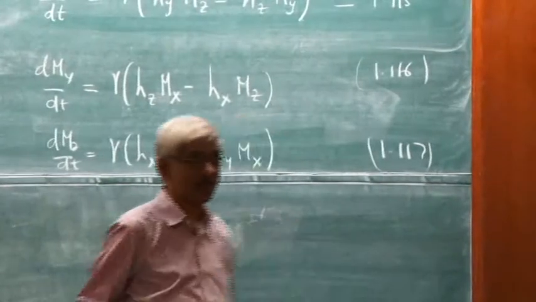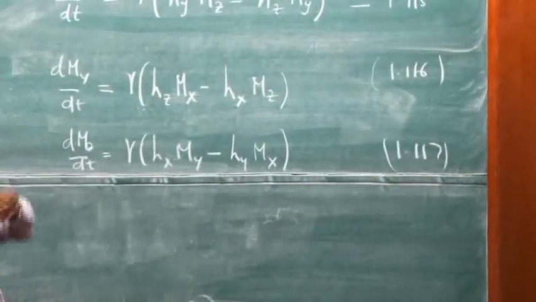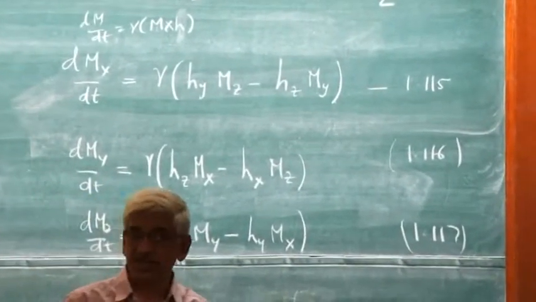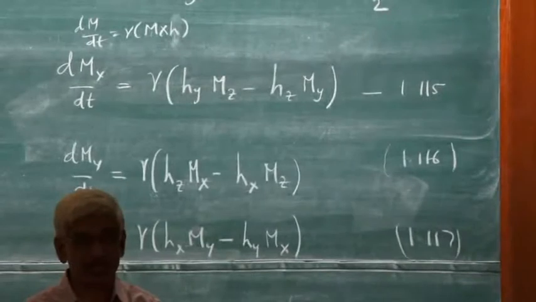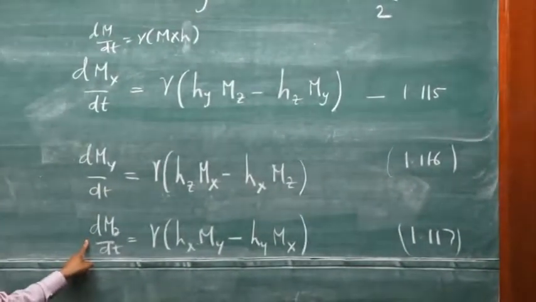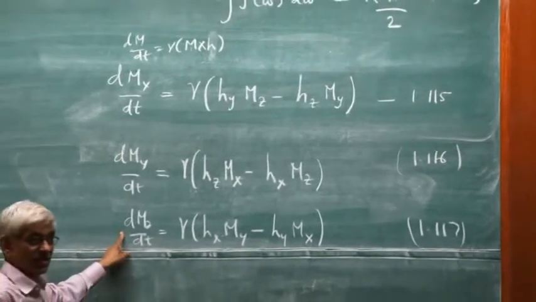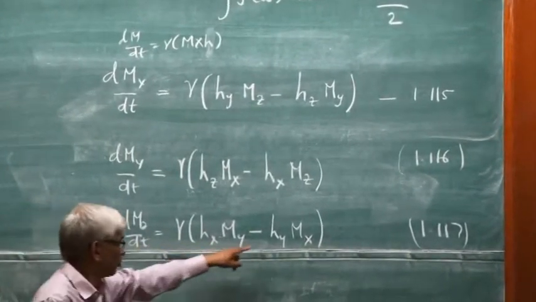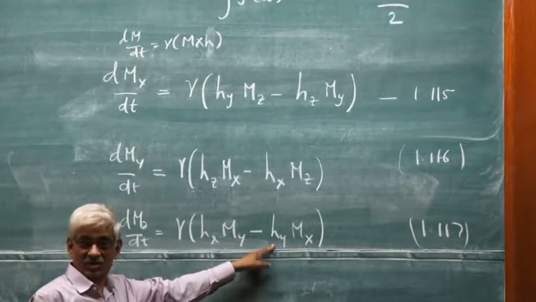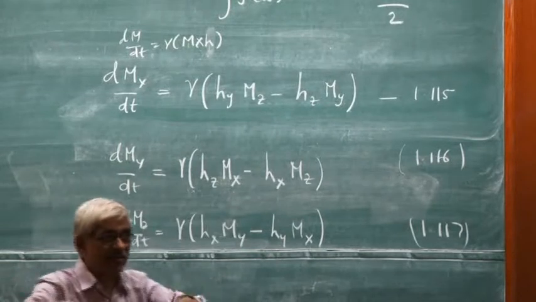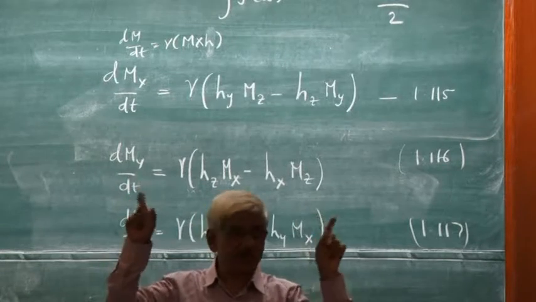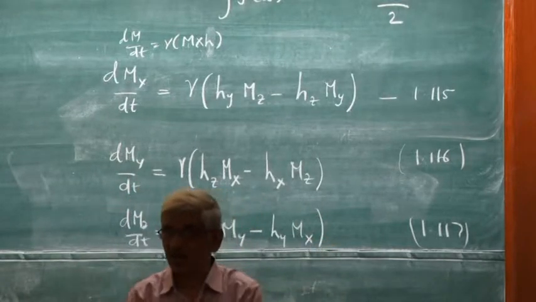What do you see in this? The MX and the MY components, these decay with the characteristic time T2, transverse relaxation, right? And MZ represents the T1 relaxation. T1 relaxation is contributed by HX and HY. These are in the transverse plane. HX and HY are the components of a fluctuating field, corresponding to the fluctuations in the transverse plane.